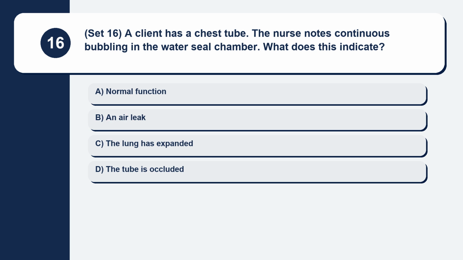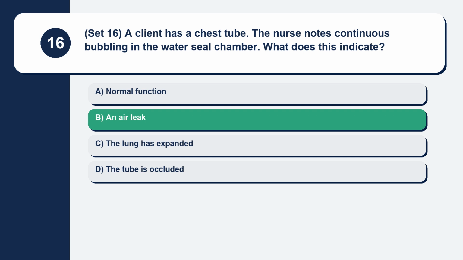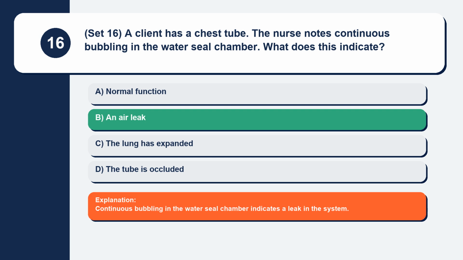Question 16. Set 16. A client has a chest tube. The nurse notes continuous bubbling in the water seal chamber. What does this indicate? Normal function. An air leak. The lung has expanded. The tube is occluded. Continuous bubbling in the water seal chamber indicates a leak in the system.